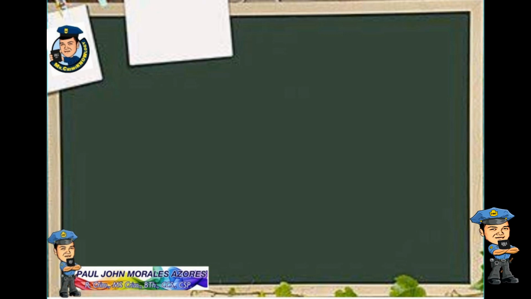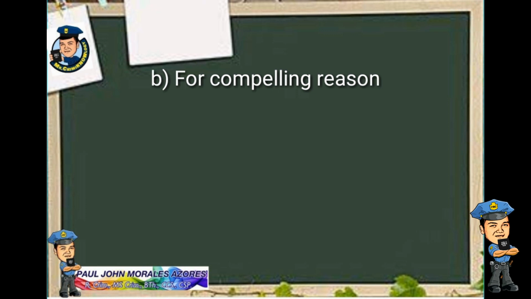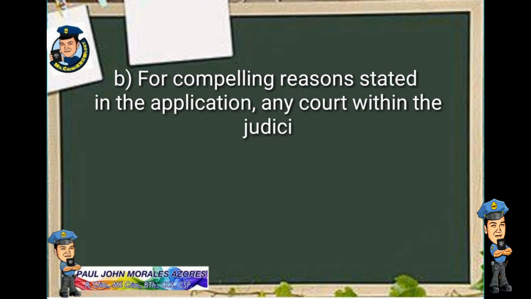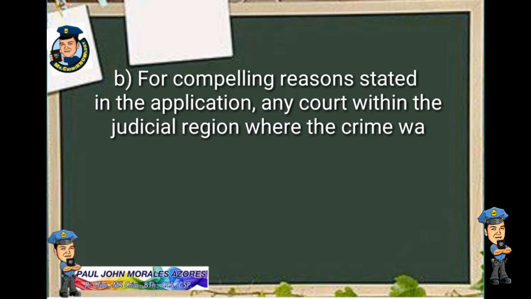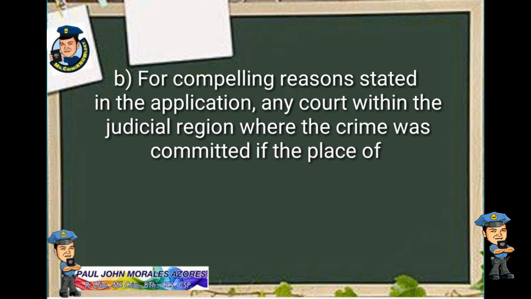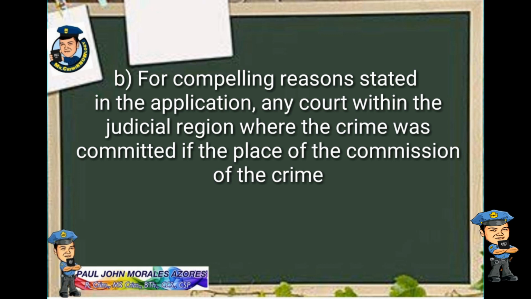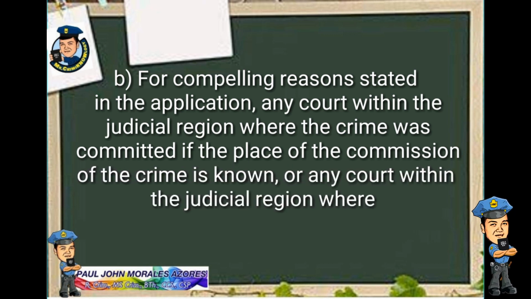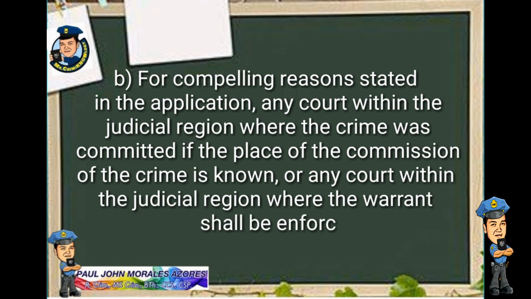Letter B, for compelling reasons stated in the application, any court within the judicial region where the crime was committed, if the place of the commission of the crime is known, or any court within the judicial region where the warrant shall be enforced.